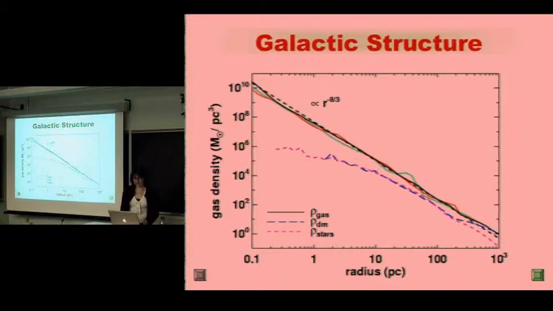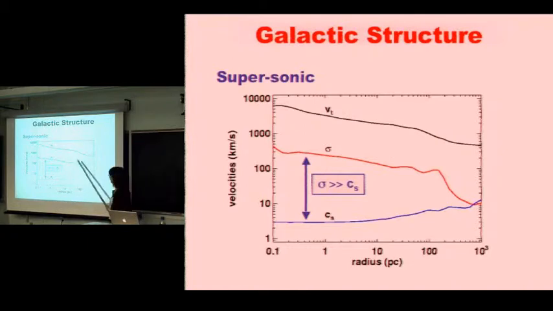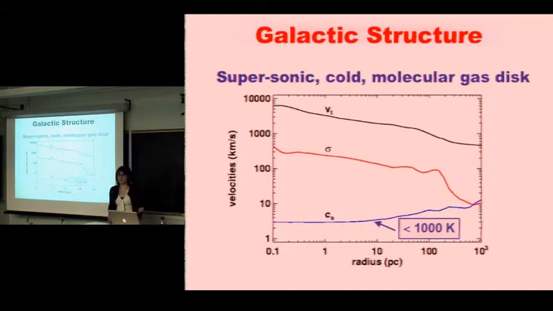But it's a possibility. Okay, so as far as the velocities in the disk, I mentioned before that it was supersonic, so it's actually highly supersonic in the central few hundred parsecs. The disk is also cold, which you can see from the sound speed and also from the temperature picture that I showed. These sound speeds correspond to less than 1,000 Kelvin, so this is really molecular gas. And I should also mention that all of these profiles are mass-weighted averages, calculated over spherical shells, so it's a spherical average, actually.